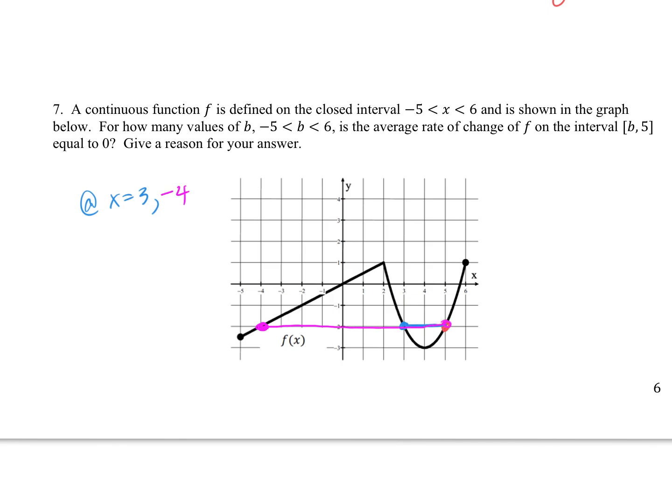So we're going to say at 3 and -4, those are the only 2 points. If I connected any other point to when x is 5, they would have a slope that's not 0. That's great. Good job, guys.